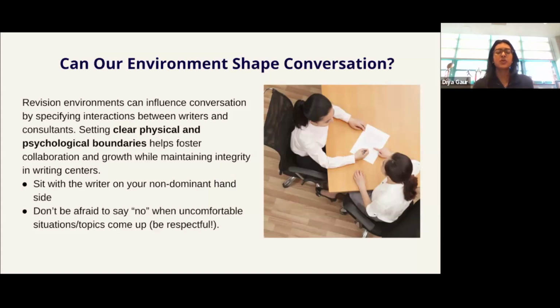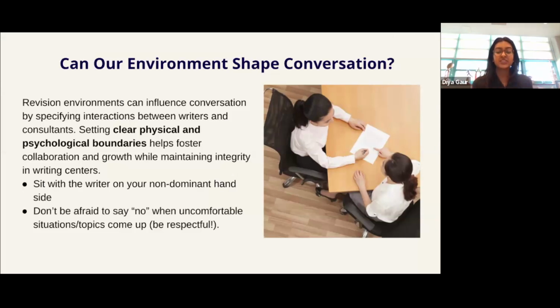And so, this can be hard, but in your role as a writing consultant or a tutor, you want to be able to maintain that professional but open approach that really ensures that the session remains very focused and productive and respectful of each other.